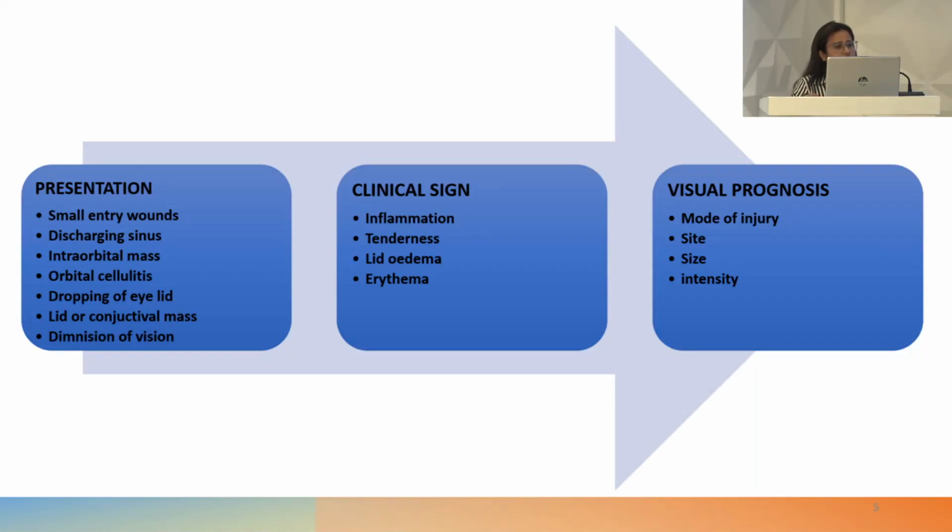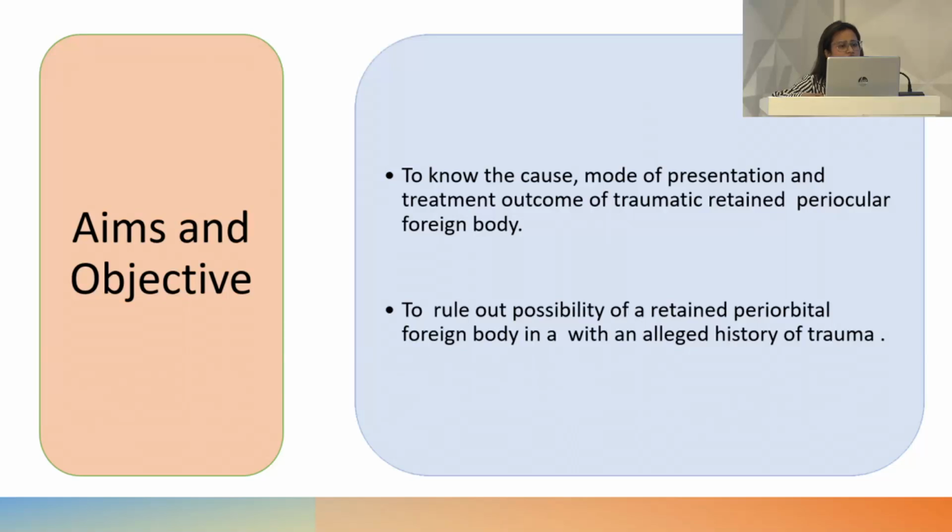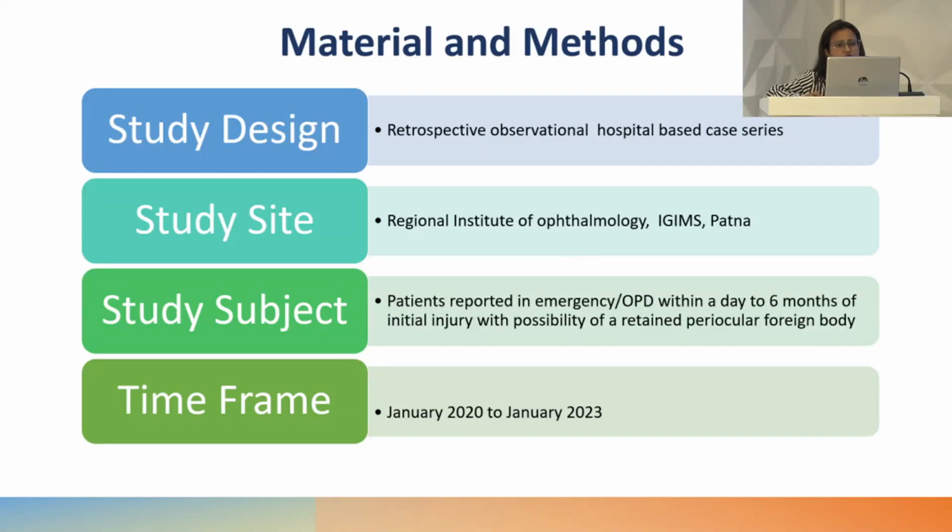Periocular foreign body can present as a small entry wound, discharging sinus, intraorbital mass, orbital cellulitis, or drooping of the eyelid. There may be a lid or conjunctival mass, or diminution of vision. Clinical signs may include inflammation, tenderness, lid edema and erythema. Visual prognosis depends on mode of injury, site, size, and intensity of injury. My aims and objectives were to know the cause, mode of presentation and treatment outcome of traumatic retained periocular foreign body, and to rule out the possibility of a retained periorbital foreign body in a case of alleged history of trauma. My study design was a retrospective observational study.